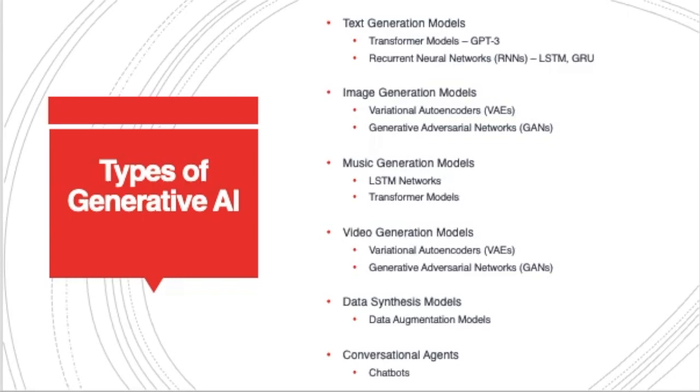Video generation models. Variational autoencoders, or VAEs, and GANs. Similar to image generation, VAEs and GANs can be adapted for video generation. GANs in particular can create realistic and diverse video sequences.